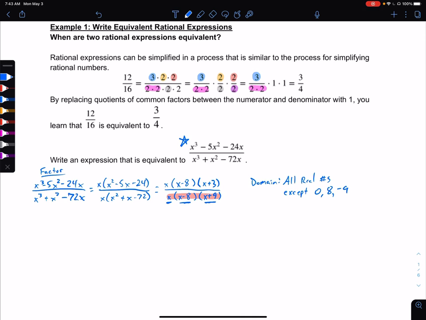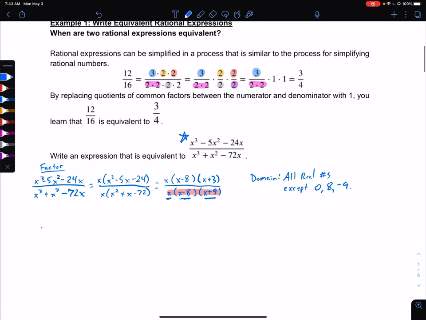That's just something we're going to have to go back to, but you always want to look at the domain once you're done factoring, before you cancel anything out. Make sure that is the case. All right, so I'm going to rewrite this expression up top as x over x times x minus 8 over x minus 8 times x plus 3 over x plus 9.